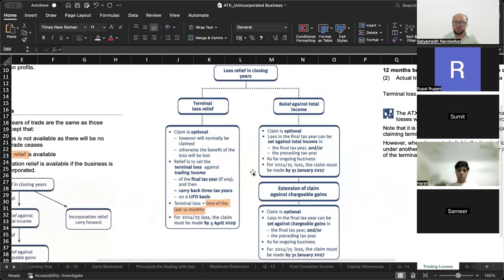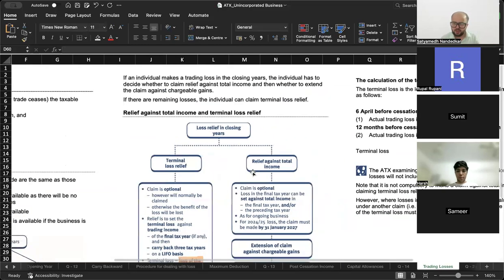Relief against total income claim is optional. Loss in the final tax year can be set against total income in the final tax year and or the preceding tax year. As for an ongoing business, they have given the date by which the claim must be made, and the claim is optional. And it also applies to capital gains.